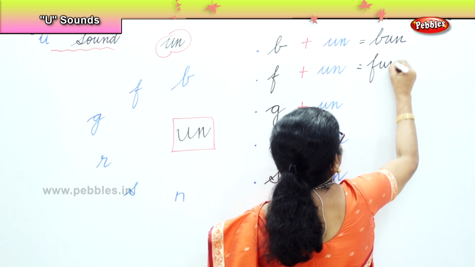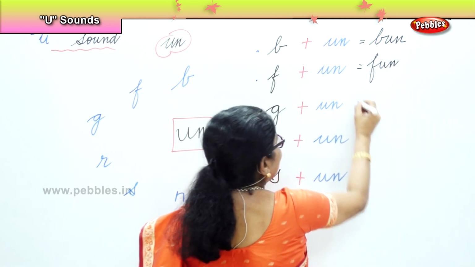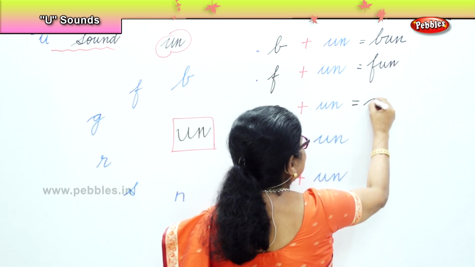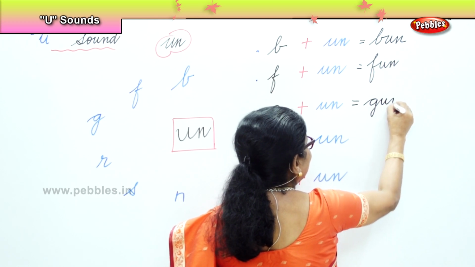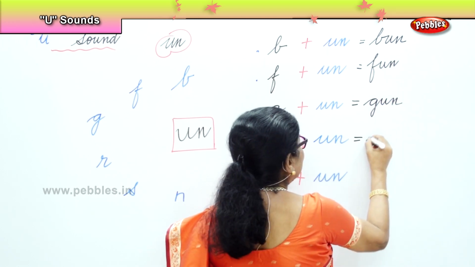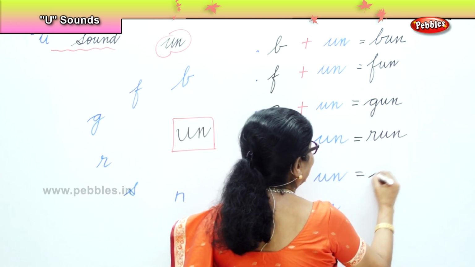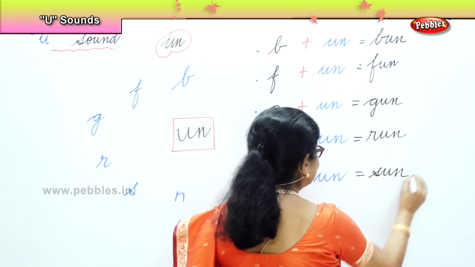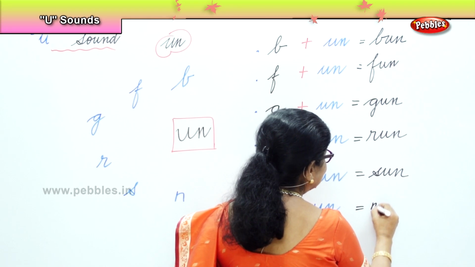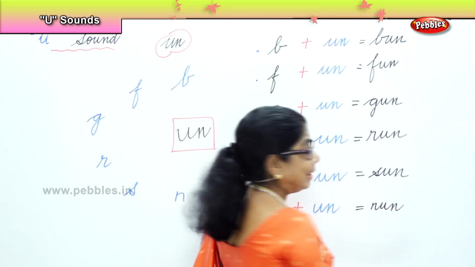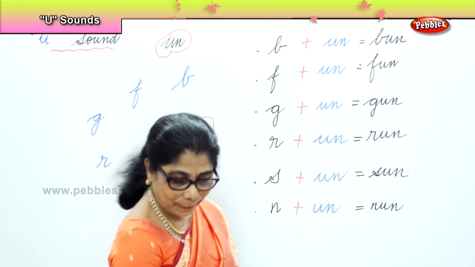Fun plus an, fun. G plus an, gun. And R plus an, run. S plus an, sun. And N plus an, none. Okay, so what have we done here?